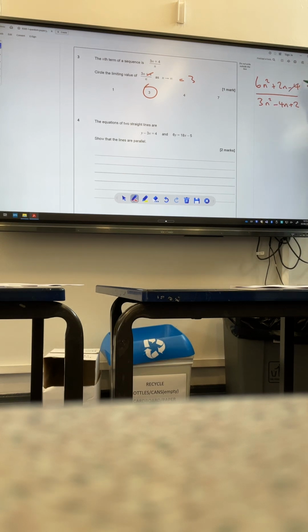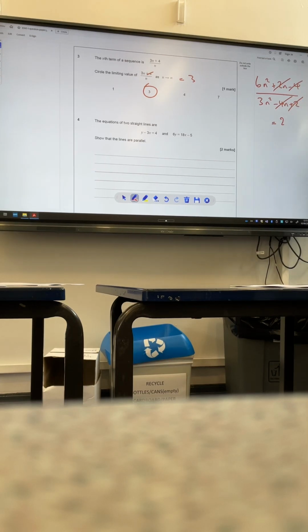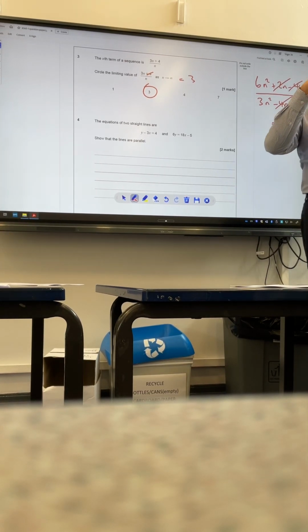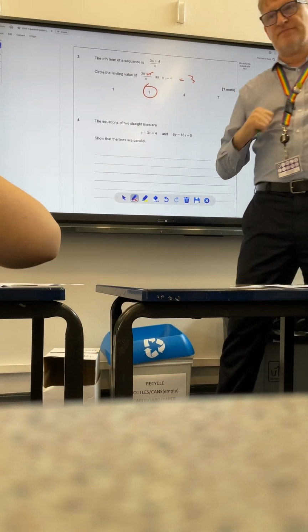So you're going to ignore that minus 4, you're going to ignore that 2n, you're going to ignore that minus 4n, you're going to ignore that 2. Because when n becomes huge, they are nothing compared to these two, and those two dominate. So it just becomes 6n squared over 3n squared, which is just 2. So with this n tends to infinity kind of question, you basically just get rid of everything apart from the highest powers that cancel out.